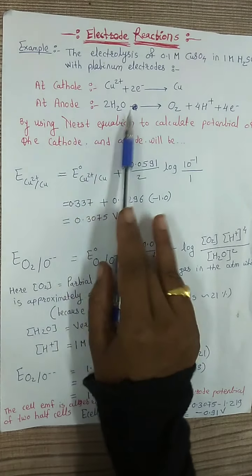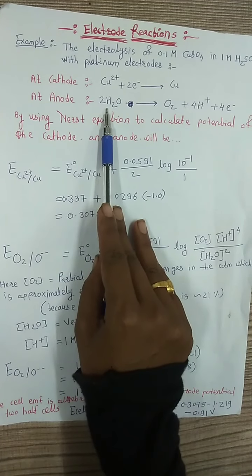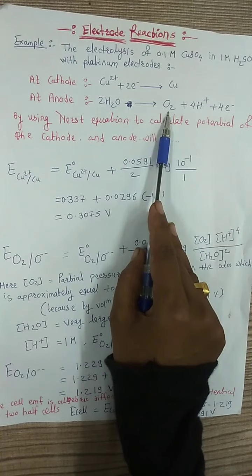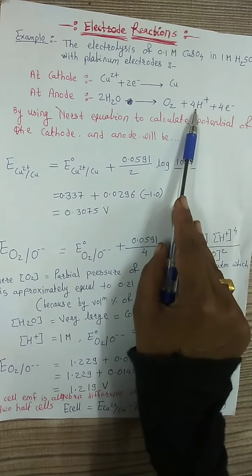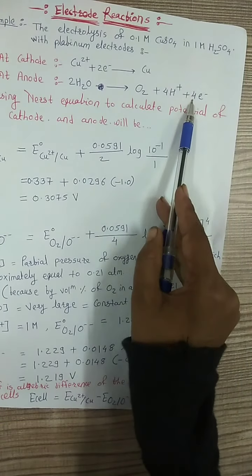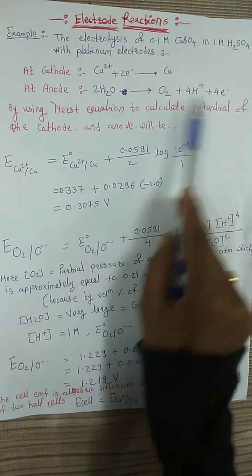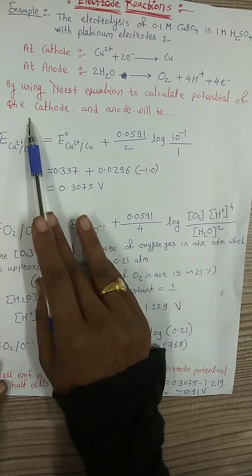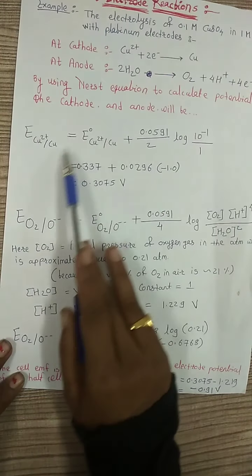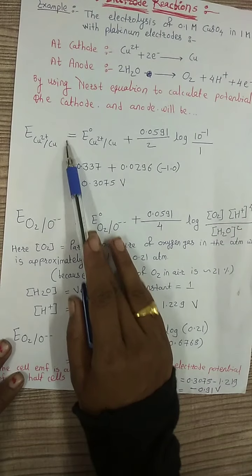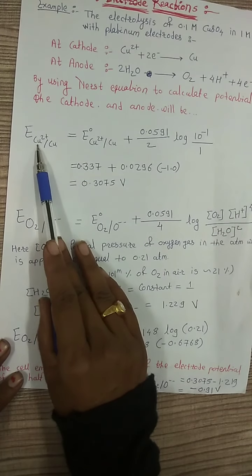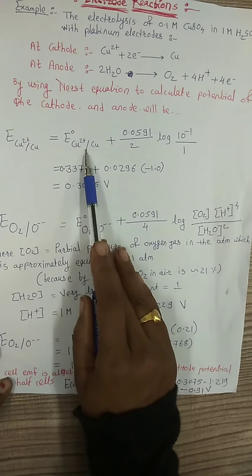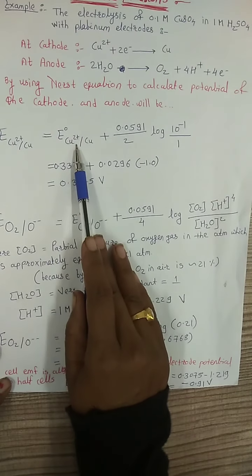At the anode we are having an electrolysis of water molecule. After the water molecule dissociates, we evolve at the anode oxygen gas along with 4 hydrogen ions with the 4 electron evolution. So by applying the Nernst equation to calculate the potential of the cathode and the anode, for that purpose we consider the E cell of the copper in +2 state. We are getting the standard electrode potential for that same copper.